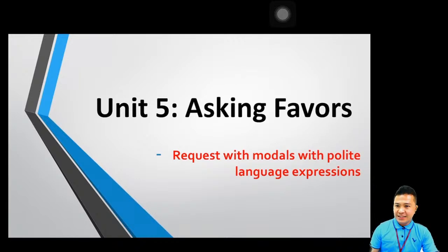Good morning, class, and welcome back to our live class for today. Unit 5, Asking Favors. Last week we already introduced these topics, but we need to study it again because some of you got confused about how to form it in the correct structure.